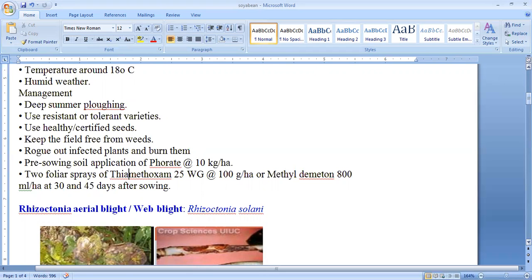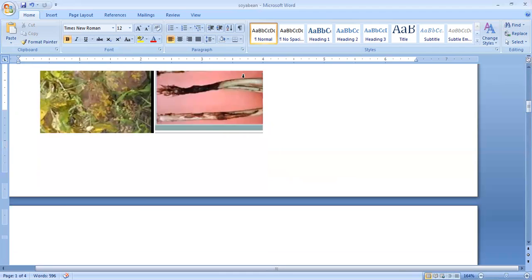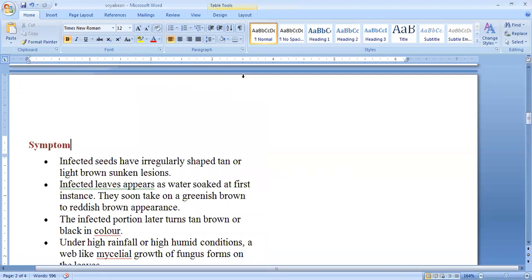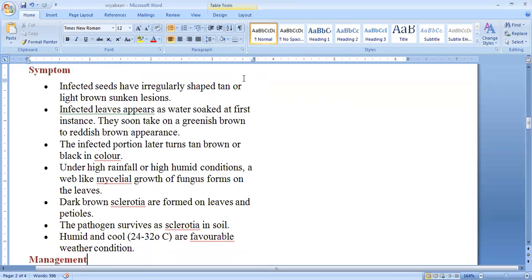The second disease is Rhizoctonia aerial blight. Now here you see the infected seedlings and the infected plant. The causal organism is Rhizoctonia solani. The infected seeds have irregular tan or light brown sunken lesions, and the leaves appear water-soaked at first. Soon they take a reddish-brown appearance, and the infected portion turns tan-brown or black in color.